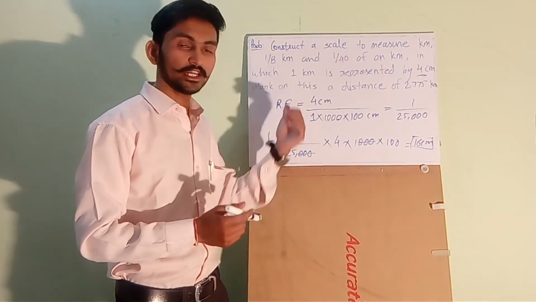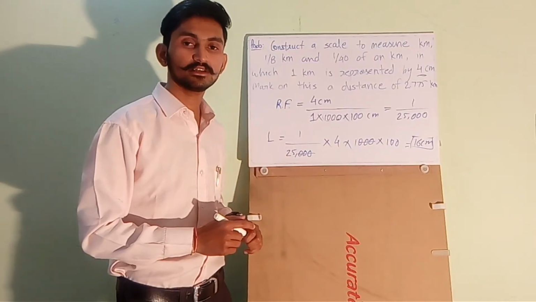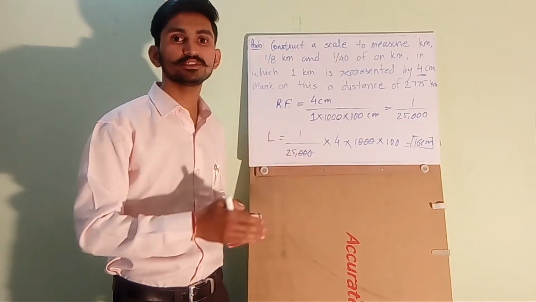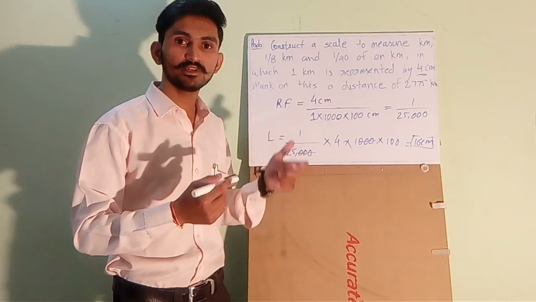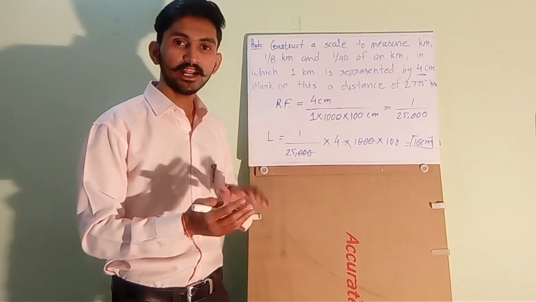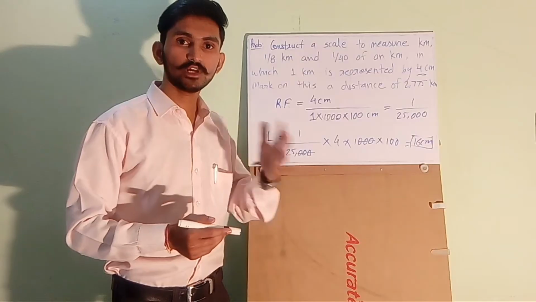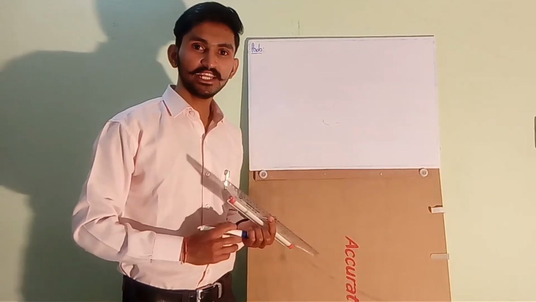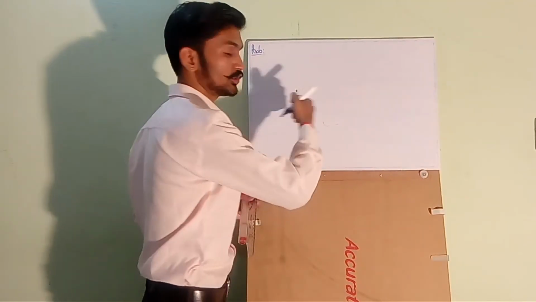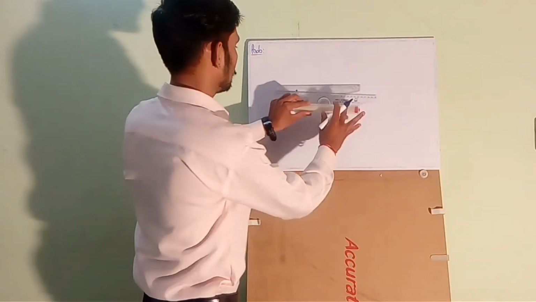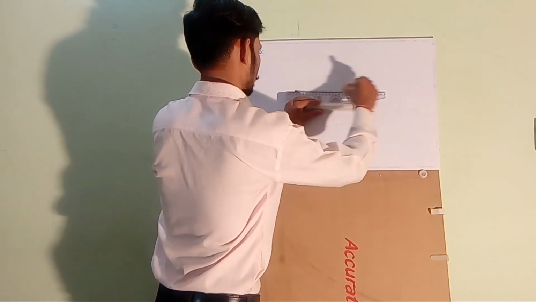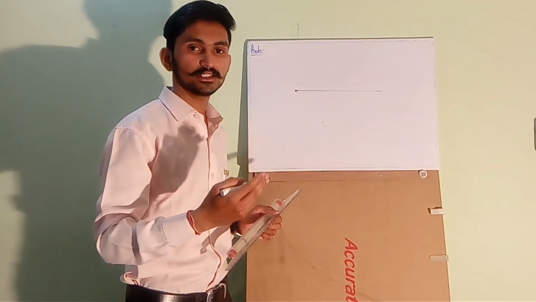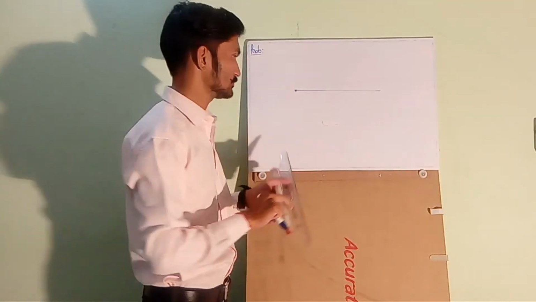So the procedure will be: take a point, draw a line of 16 centimeter, divide it into 4 equal parts, each representing 1 kilometer. Subdivide the first division into 8 equal parts, each representing 1/8 of a kilometer, and then further divide the subdivision into 5 equal parts, each representing 1/40th of a kilometer. So take a point, draw a line of 16 centimeter, now divide this line into 4 equal parts, each representing 1 kilometer.